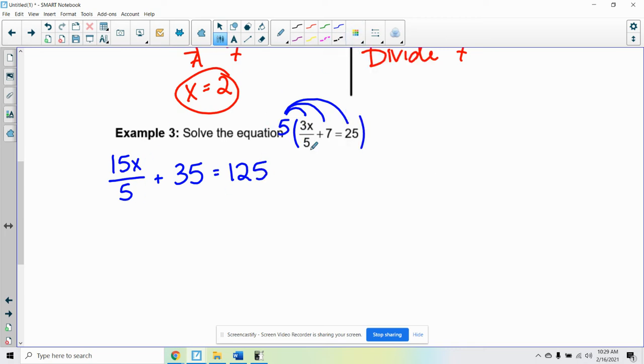Now, why did I multiply by 5? Because there's a 5 here, and this will cancel. 15 divided by 5 is 3x. The denominator went away. Plus 35 equals 125. Okay? So, easy enough. My variables are on the left-hand side. So now I can get rid of this thing here. Get minus 35 on both sides. So I'm left with 3x equals 90.